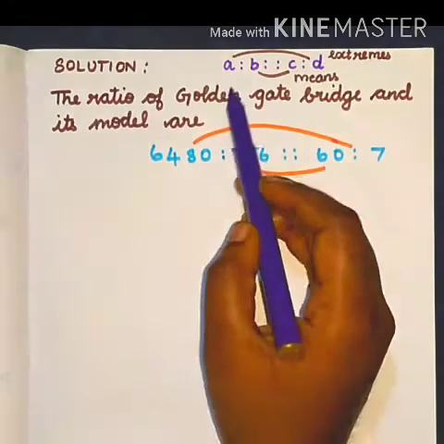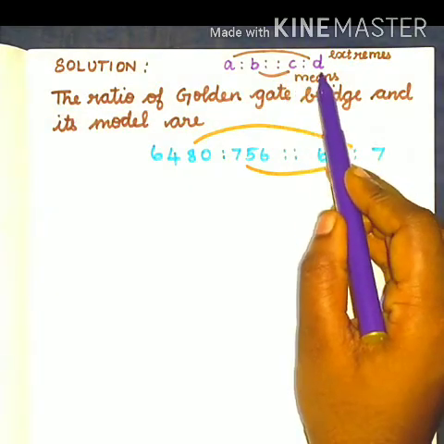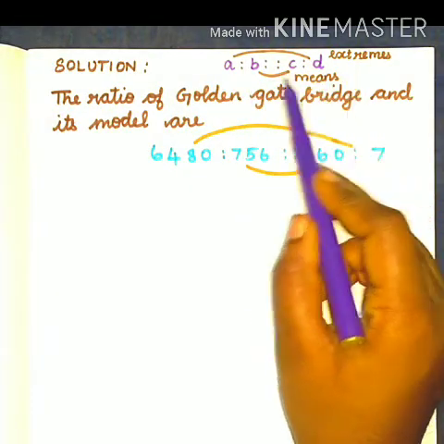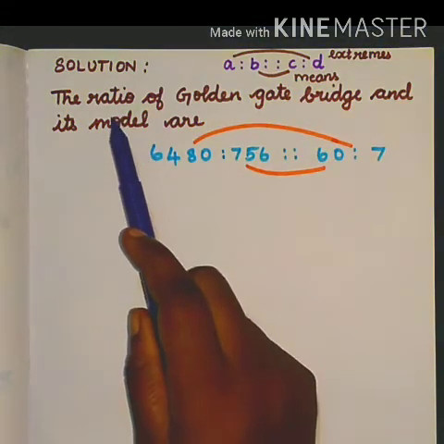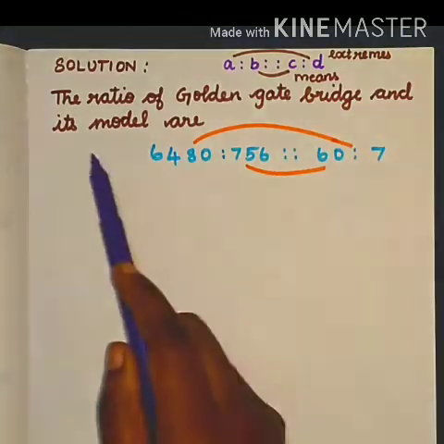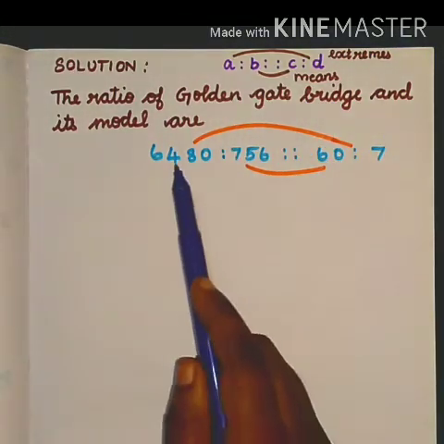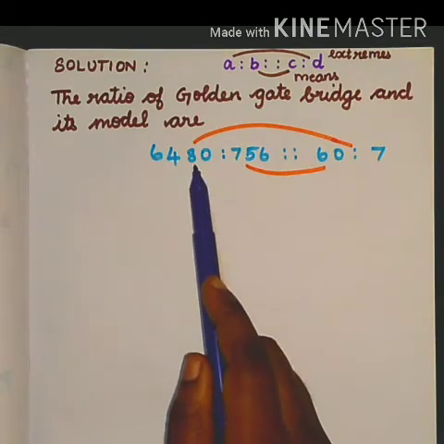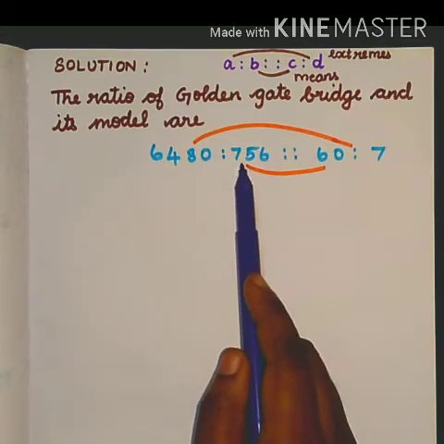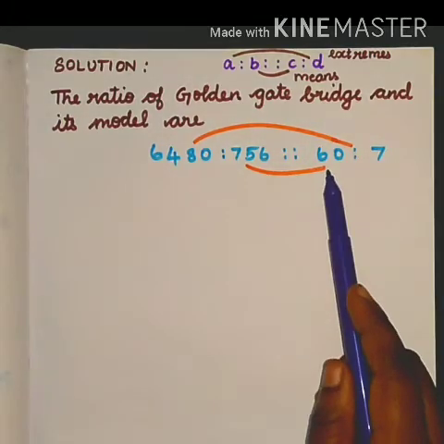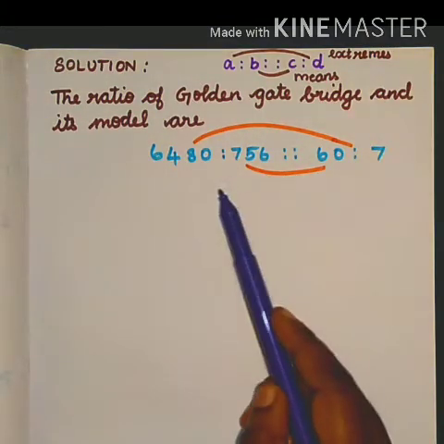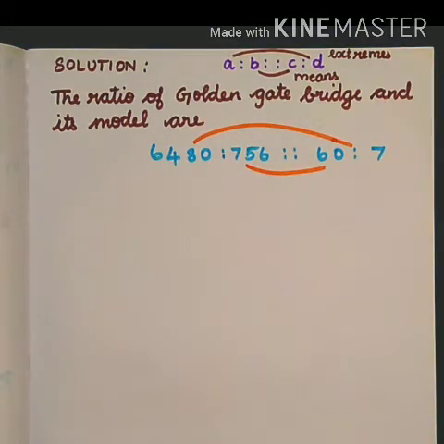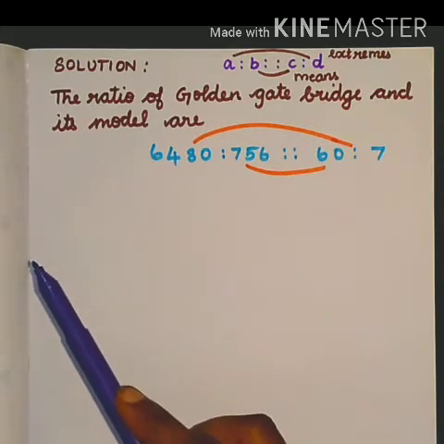Solution. Here A is to B is proportional to C is to D. A and D values are extremes and B and C values are means. See, the ratio of the Golden Gate Bridge and its model are given. 6,480 feet long and 756 feet tall, and its model has 60 feet long and 7 feet tall. From that, we are going to find whether the given ratios are in proportion or not. For that, first we have to find the product of extremes and product of means.